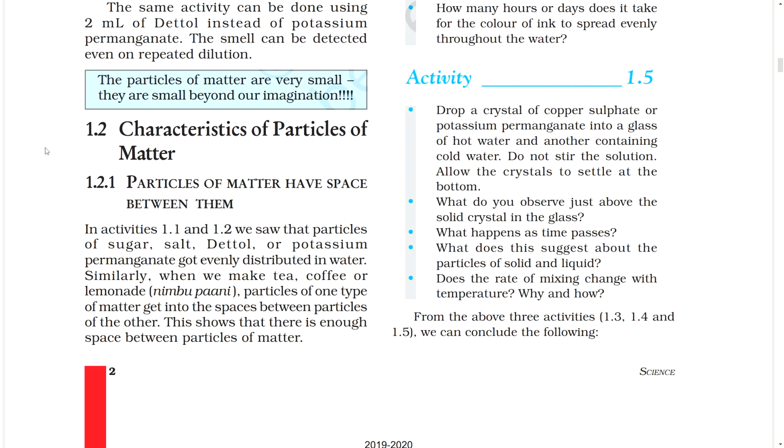In activities 1.1 and 1.2, we saw that particles of sugar, salt, Dettol, or potassium permanganate got evenly distributed in water. Similarly, when we make tea, coffee, or lemonade, nimbu pani, particles of one type of matter get into the spaces between particles of the other. This shows that there is enough space between particles of matter.